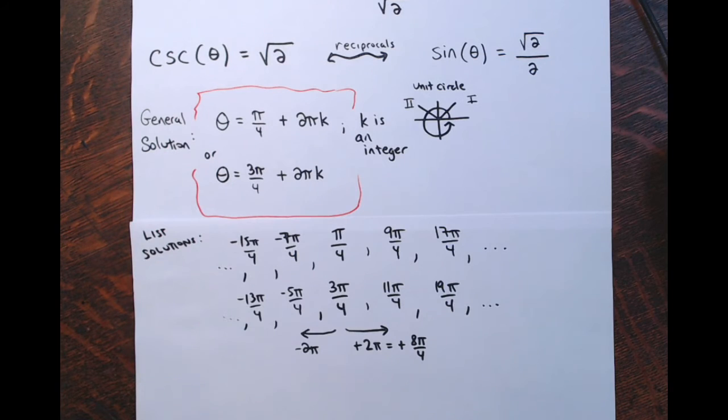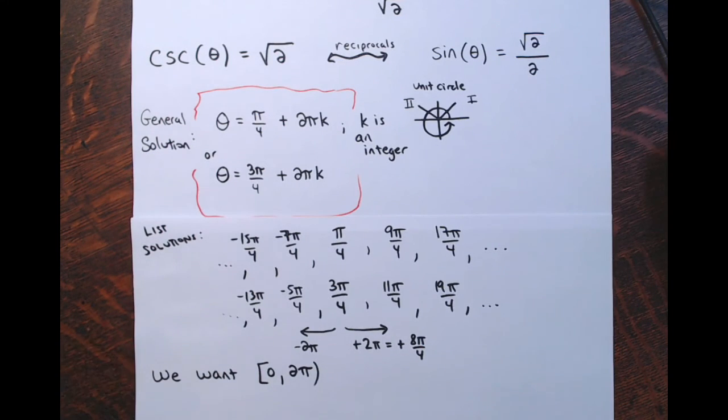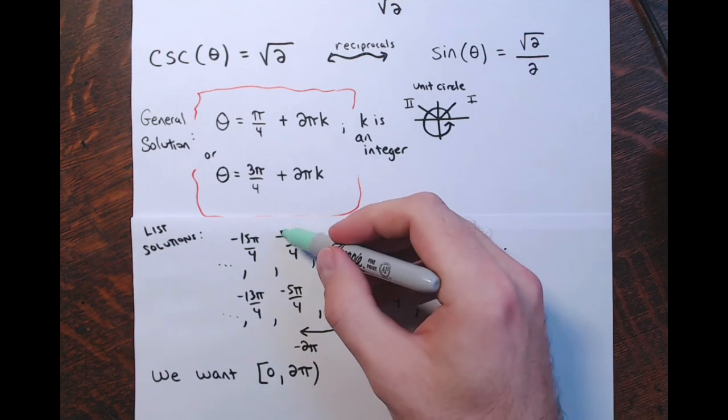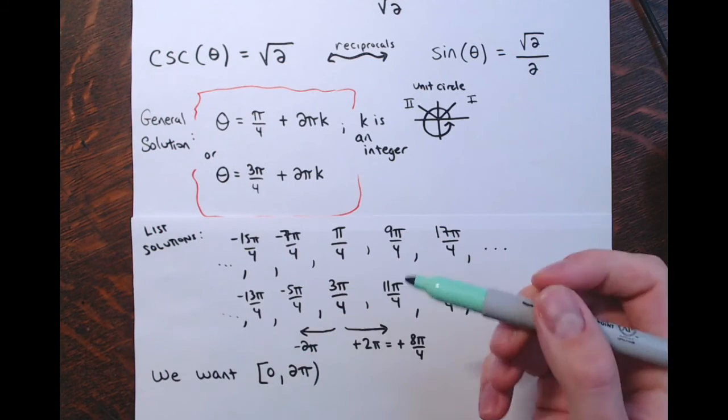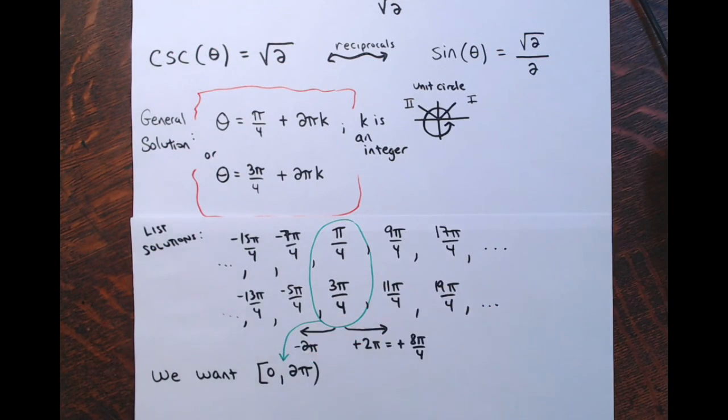But we don't want all 10 of these. I just want the ones from 0 to 2 pi. We only want the solutions that range from 0 to 2 pi. Okay, so what are those? Well, 2 pi, remember, is 8 pi over 4. So all these solutions over here are too big. All these solutions over here are too small. They're less than 0. So the only ones that fit in that range are pi over 4 and 3 pi over 4. So that's all they want.